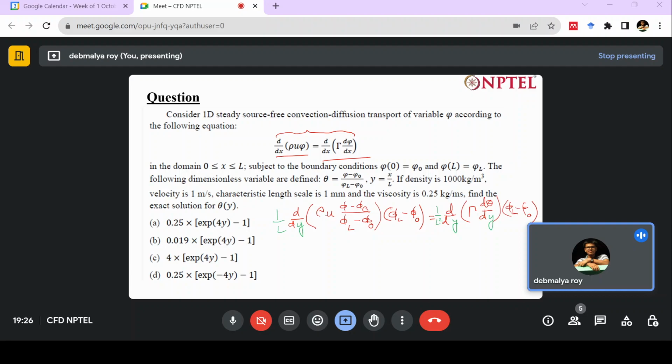So rho u I'm assuming to be constant. Rho u L and also gamma I'm assuming to be constant. So what else do I have now? D theta dy is equal to the double derivative.